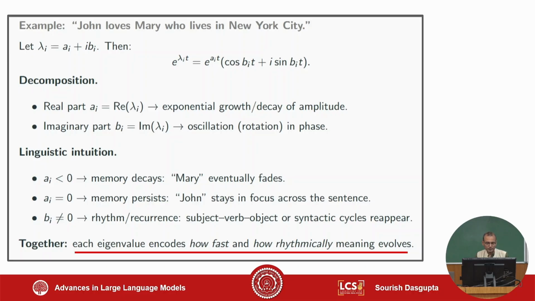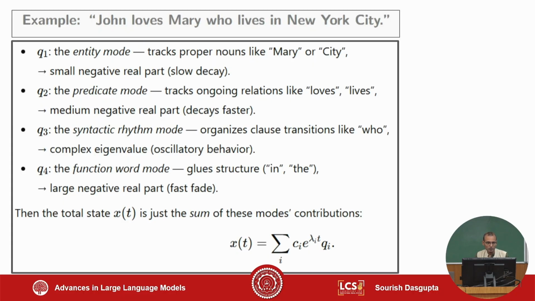So as an example, Q1, which is one of the eigenvectors, let's imagine, can be the entity mode. Let's say it tracks proper nouns like Mary or city. So that is one aspect, proper nouns, right? And if there is a small negative real part, it means slow decay. So the proper nouns will always be kept intact. That is what it means.